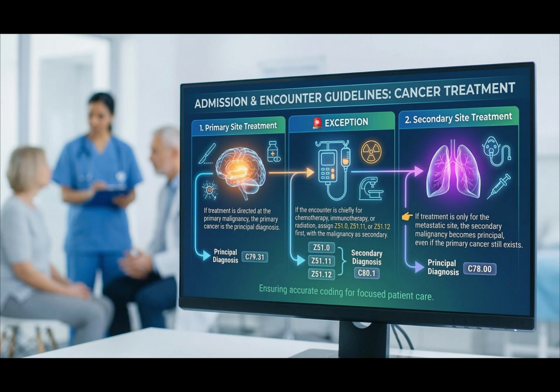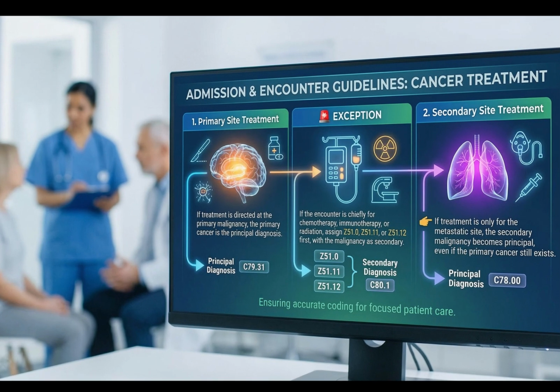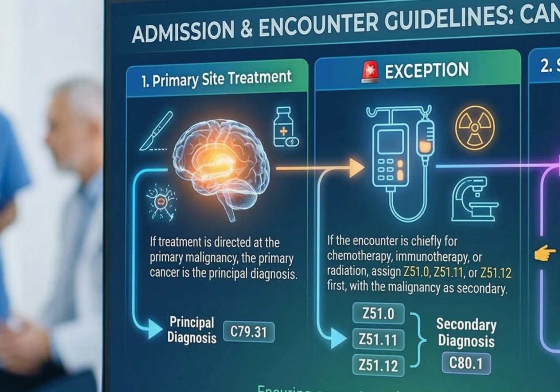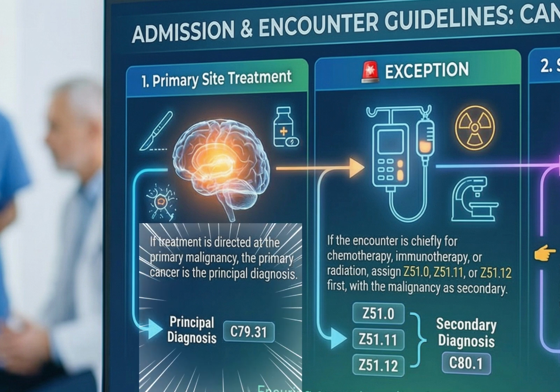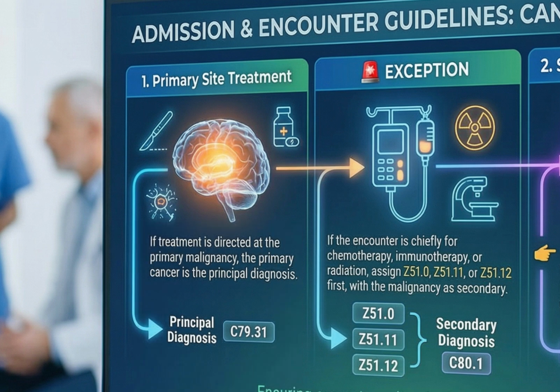Let's walk through the admission and encounter guidelines for neoplasm coding, because this is where sequencing accuracy really matters. When treatment is directed at the primary malignancy and the cancer itself is the reason for the encounter, the primary cancer is assigned as the principal diagnosis.